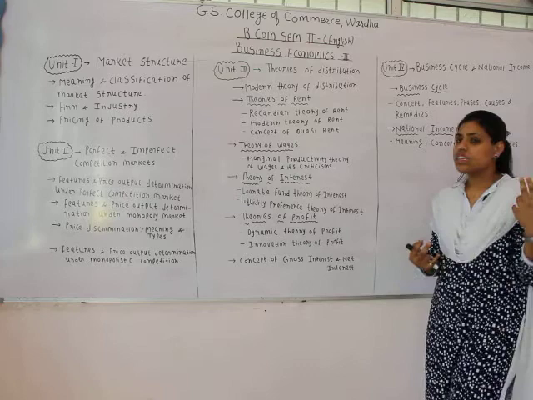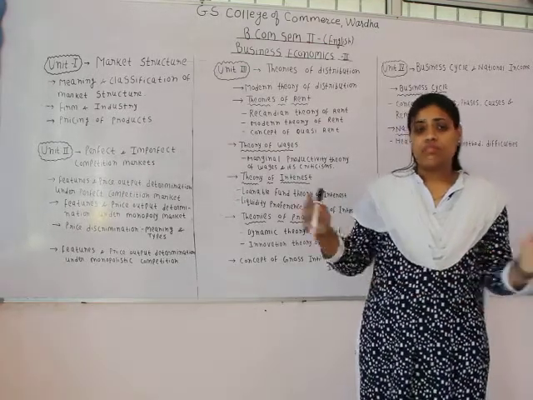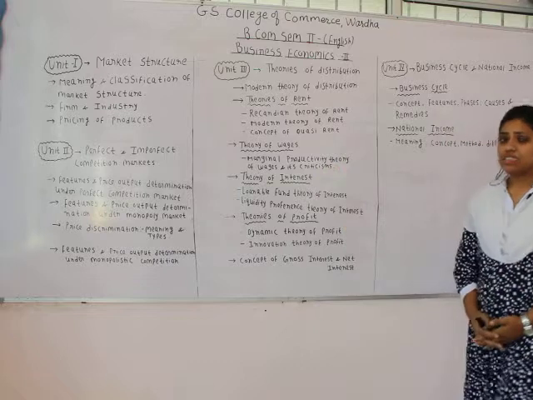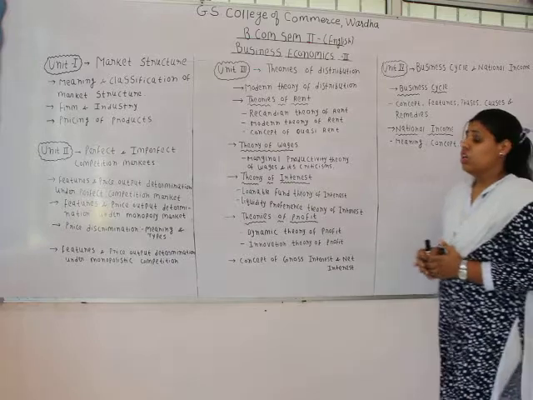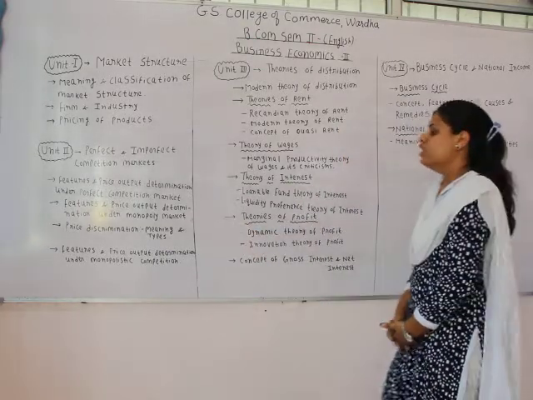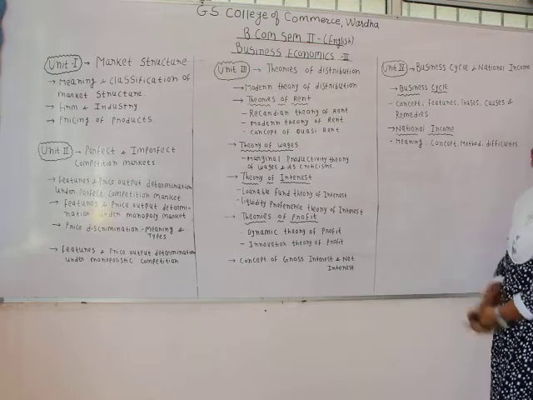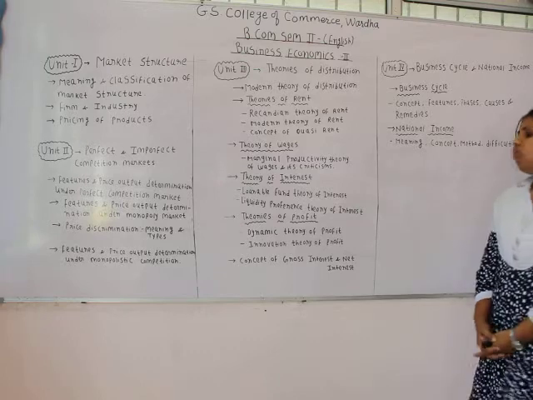Basically what is the concept of price discrimination and how it is done, what are the basic requirements for price discrimination, and what are the different types of price discrimination that we are going to see under this chapter of price discrimination. Then the fourth chapter under this unit would be features and price output determination under monopolistic competition.